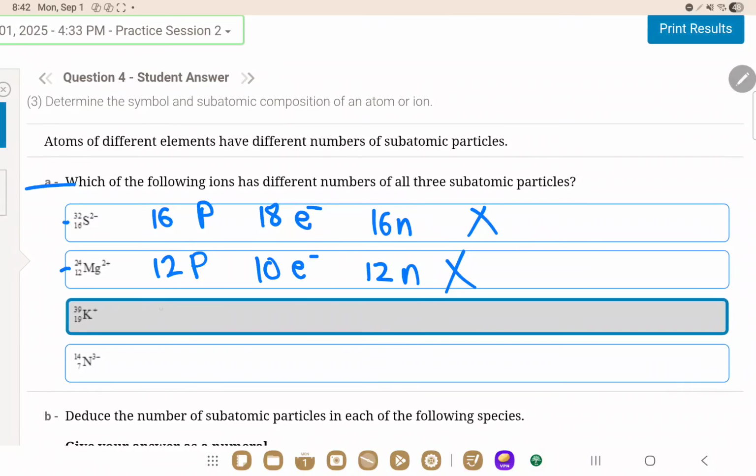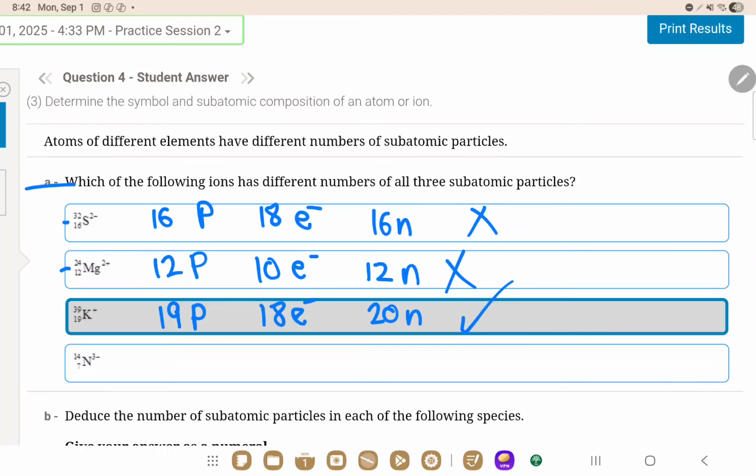Now here you have 19 protons. And then you have 19 minus 1, so 18 electrons. And then you have 20, because 39 minus 19 is 20 neutrons. Protons is 19, electrons is 18, neutrons is 20. Are all three numbers different? Yes, they are. So this one is correct.